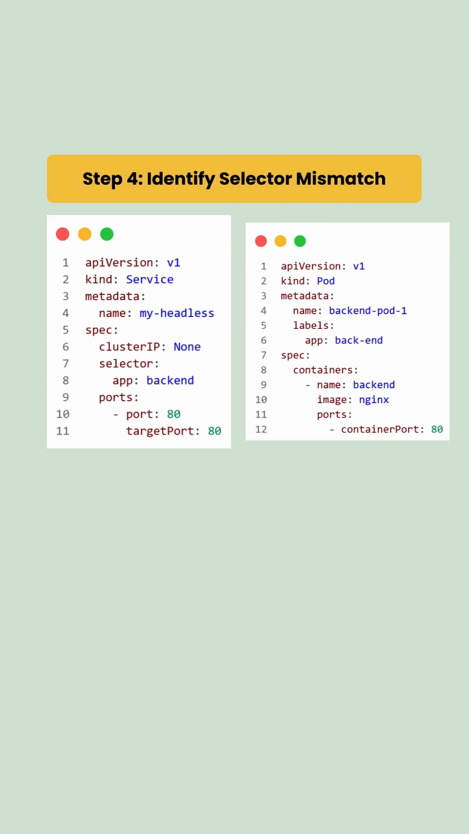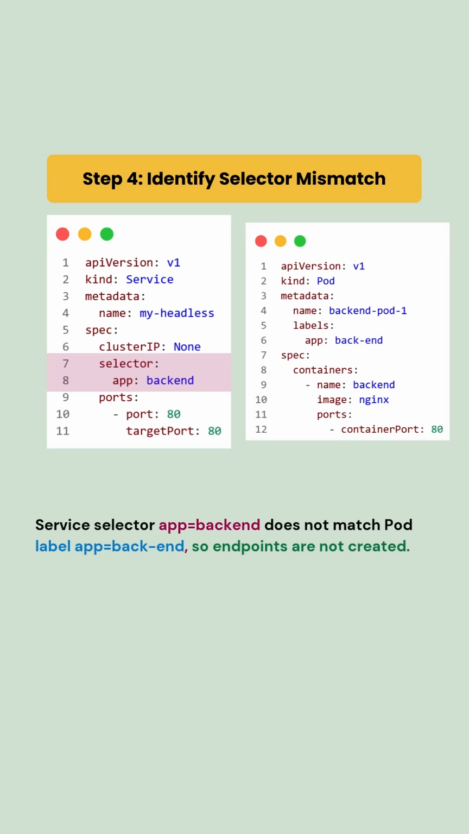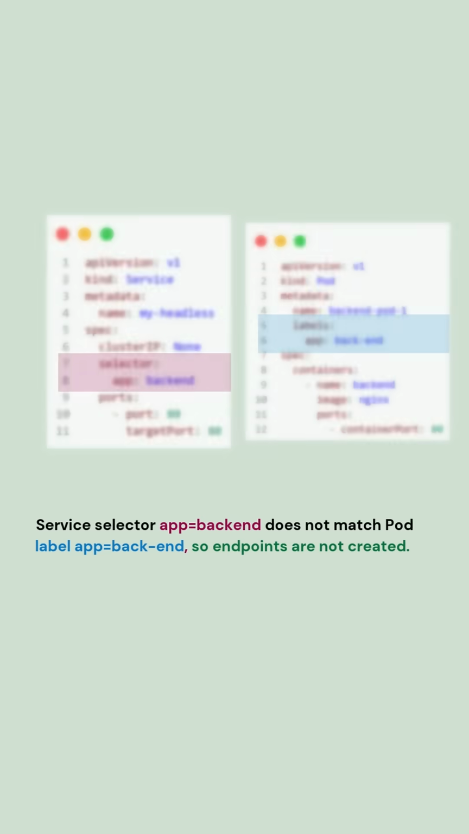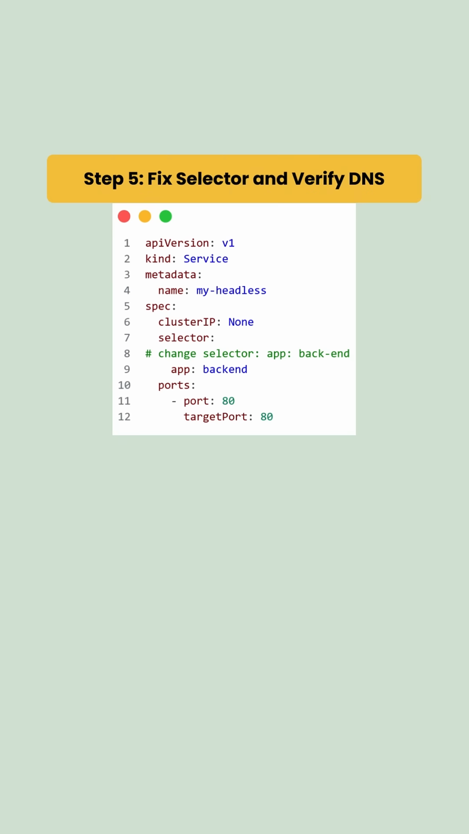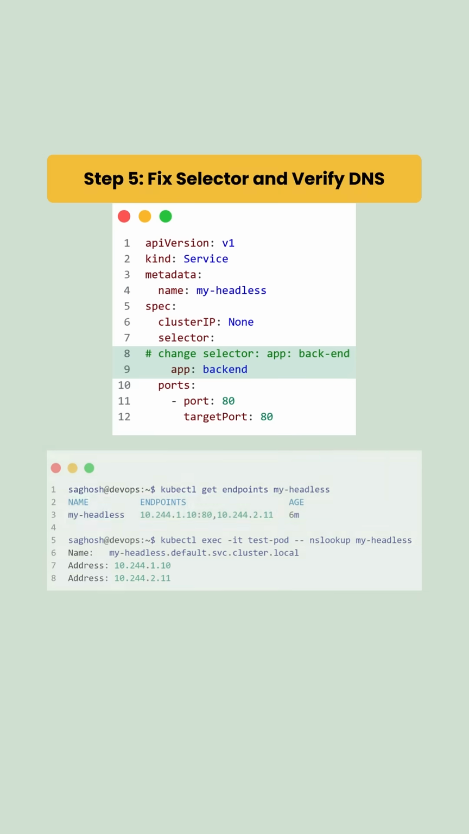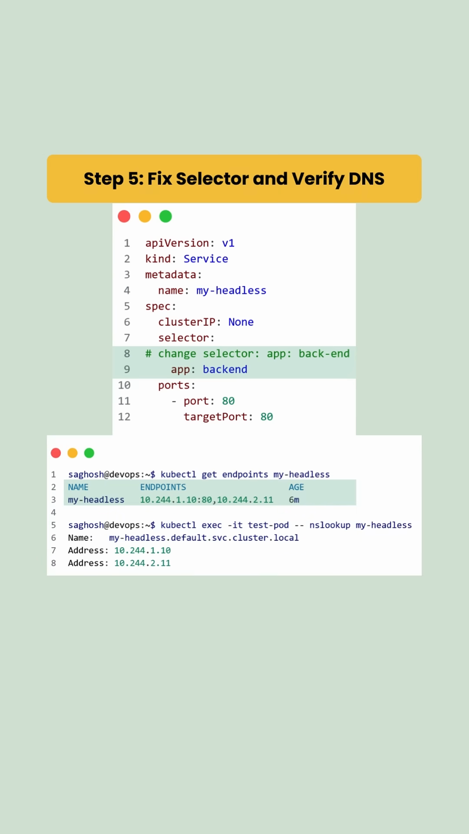Now let's compare the service YAML and the pod YAML. We find that the service selector uses backend, which does not match the pod label, which is back-end. So endpoints are not created. Now let's fix the issue by correcting the selector, and then the endpoints will be created, which immediately restores DNS records for the headless service.